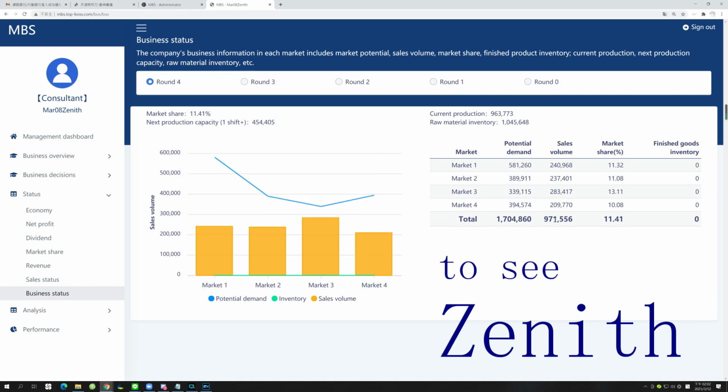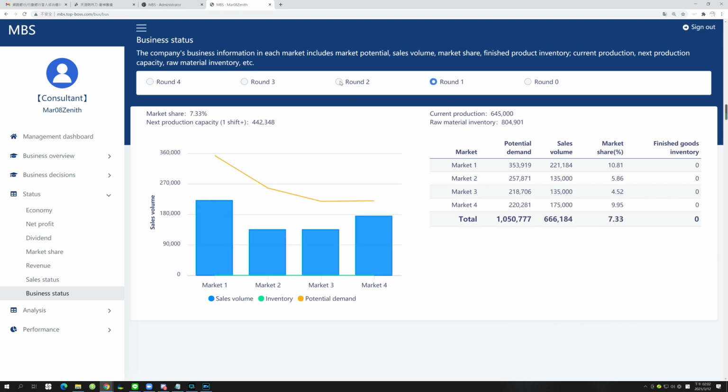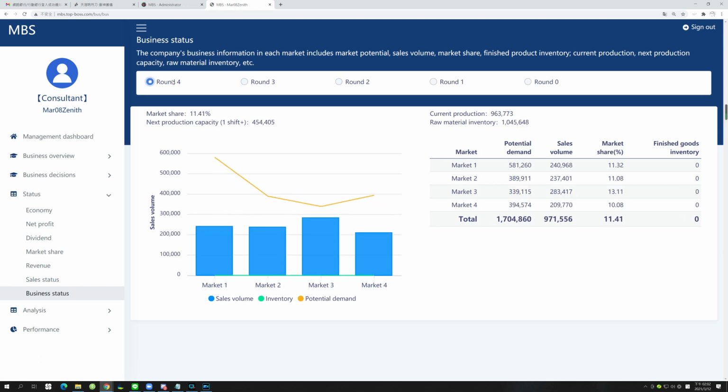So we will take a look at the company named Zenith. From round 1 to round 4, the sales volume is less than the potential demand. That means the company is running out of stock and the market is way better than you expected. That's the reason why we have to look at the figures in the environment.